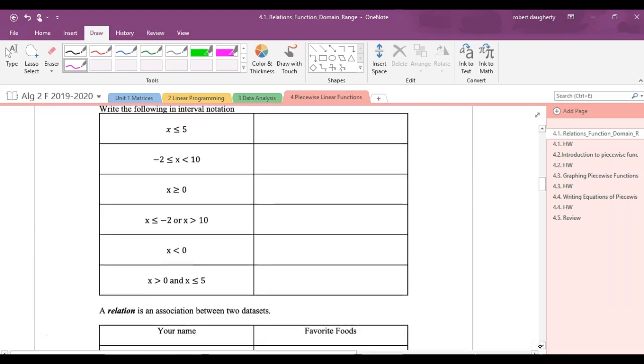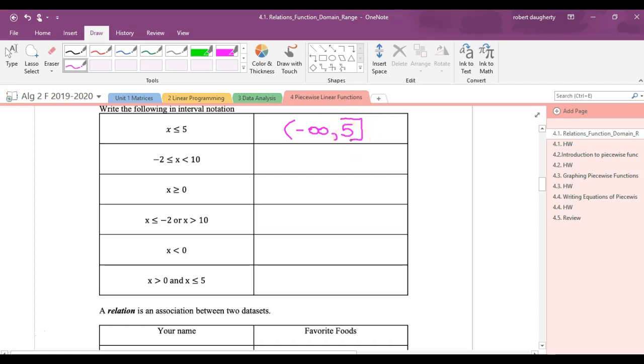So in interval notation, what does it mean to say all the numbers that are less than or equal to 5? What is that interval? Numbers less than 5, what is that? It's negative infinity up to 5, right? What goes around the 5? A bracket, okay?